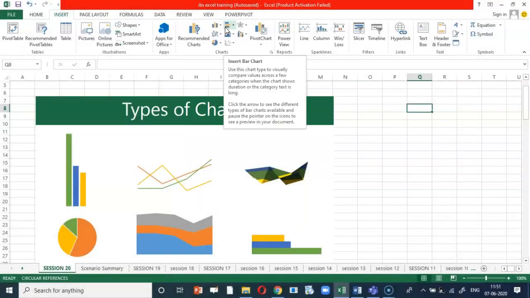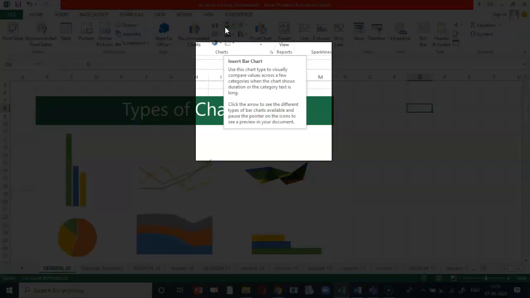Bar charts. The main difference between the bar chart and the column chart is that the bars are horizontal instead of vertical. You can often use bar charts interchangeably with column charts.